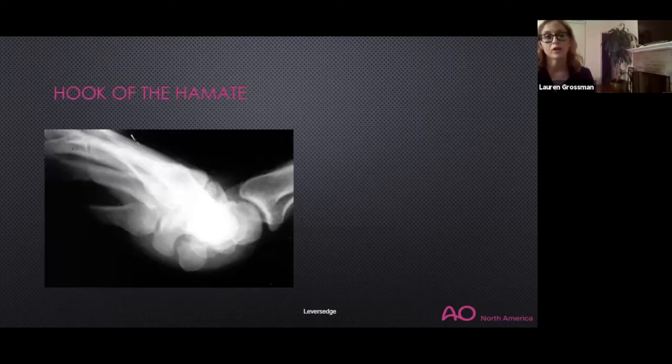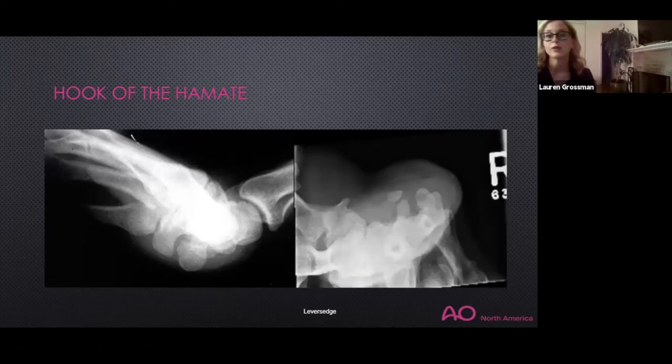Also, you can have a hook of the hamate fracture, and on a regular radiograph, you might not see it, but if you get a carpal tunnel view, you are then able to see your hook of the hamate fracture. This happens from a fall on an outstretched hand. This can happen from batting. A lot of times it happens with baseball players.